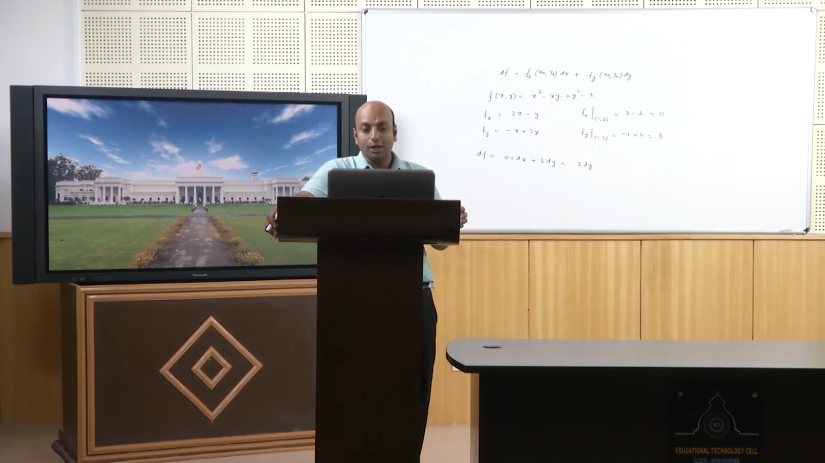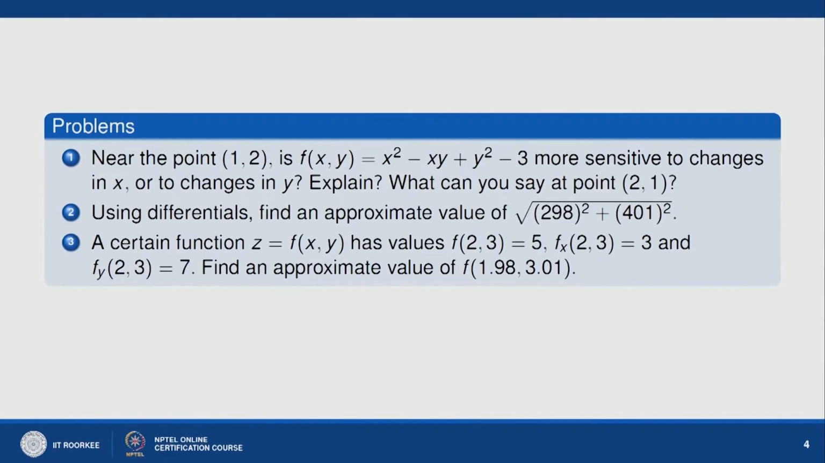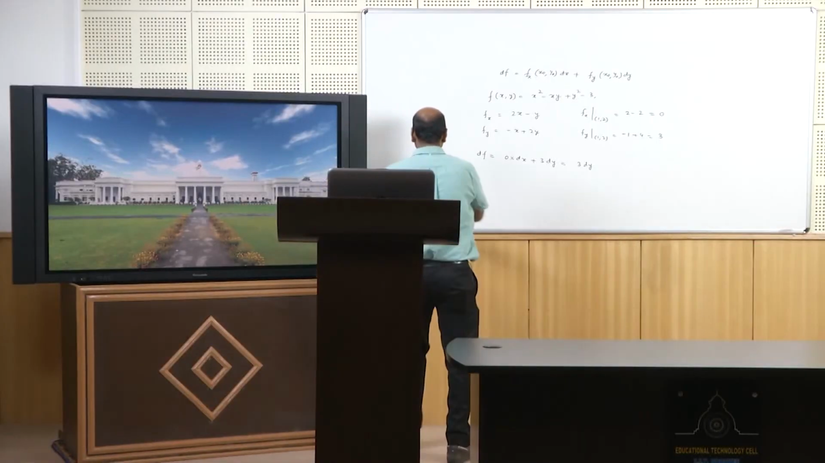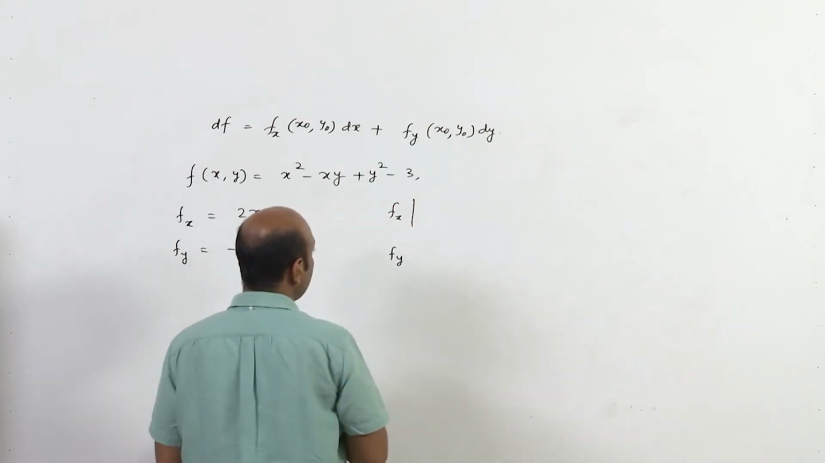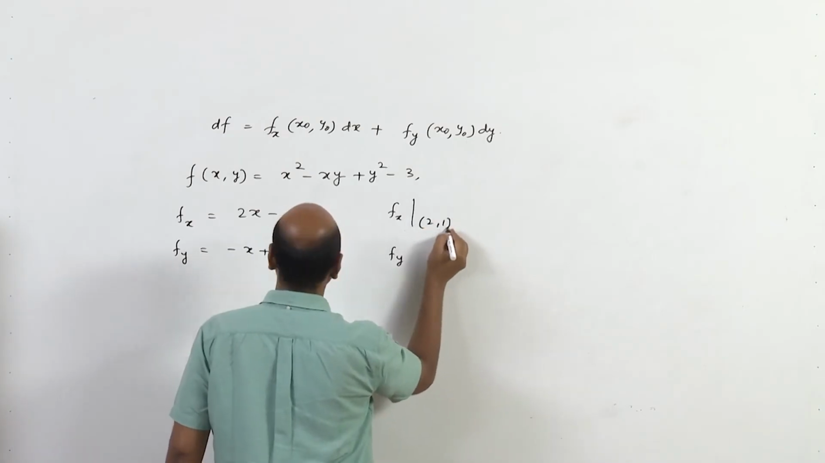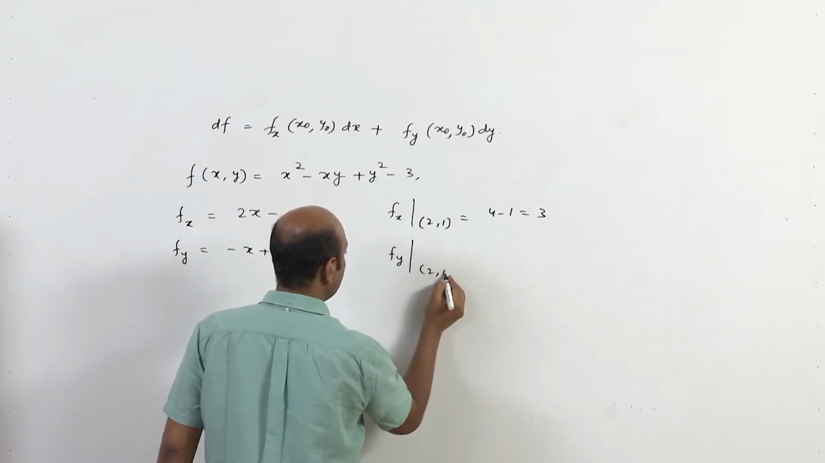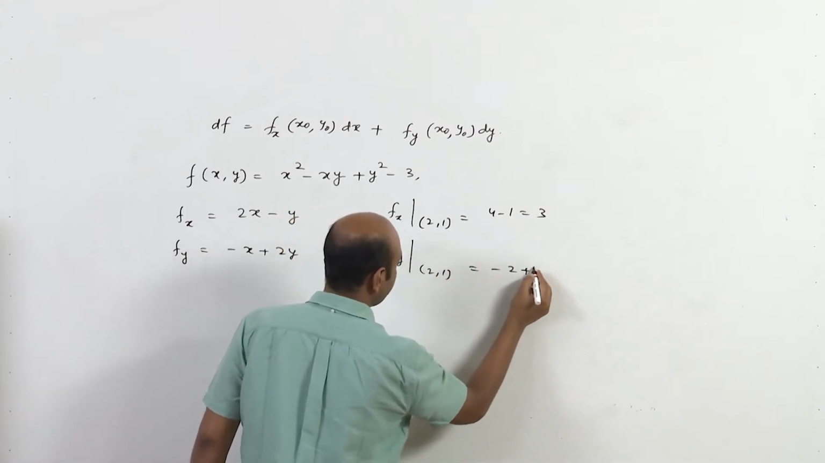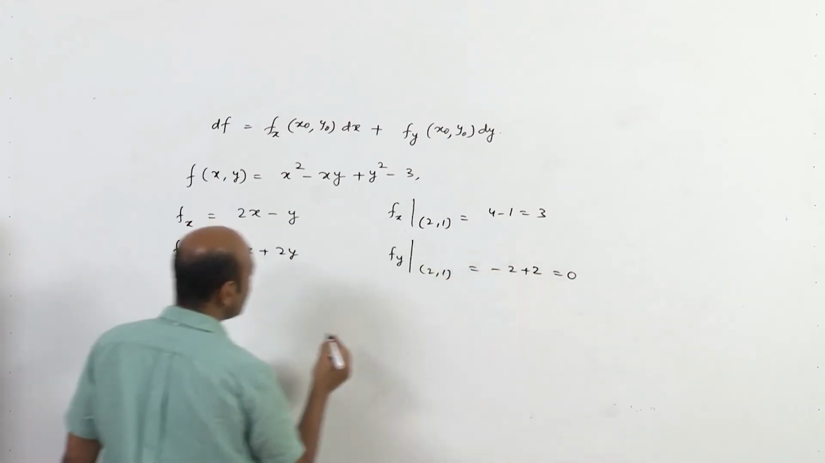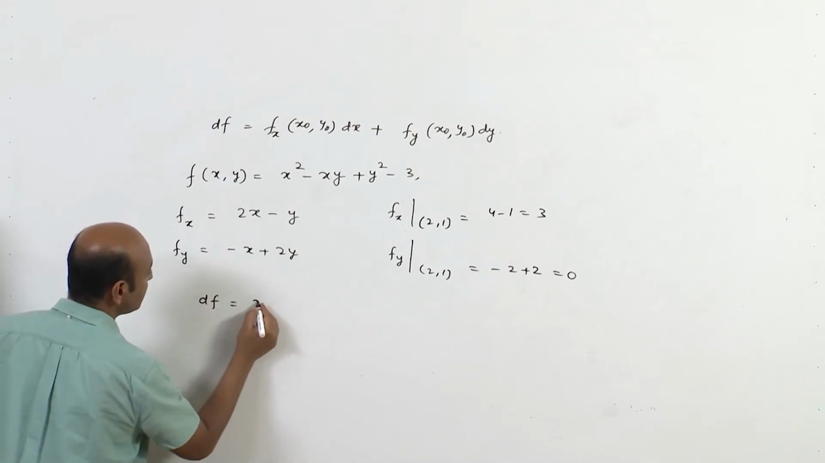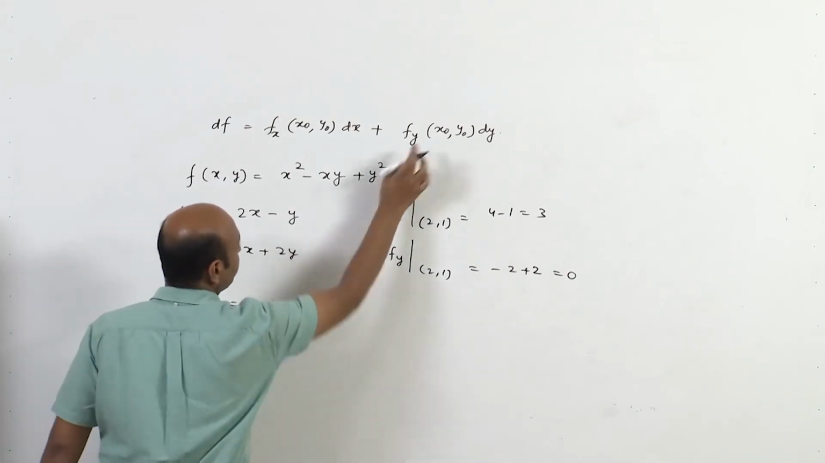Now, we can check the same sensitivity at a point, say 2 comma 1. So, how can we check that? Now, at 2 comma 1 we have to find out. At 2 comma 1, fx is 4 minus 1, which is 3, and fy at 2 comma 1 is minus 2 plus 2, which is 0. So, what will be df? df will be simply 3 dx because this is 0.